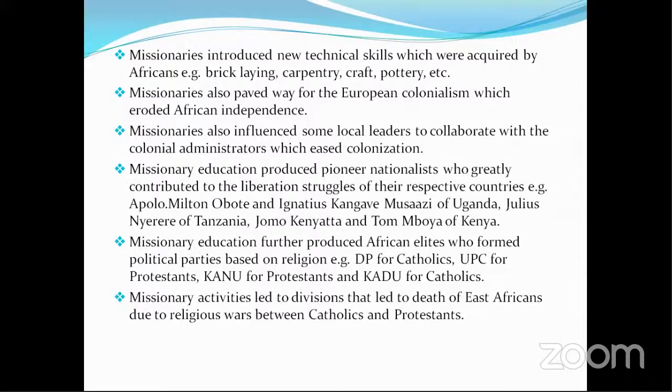Then we have this other point, that missionary activities led to divisions that led to the death of East Africans due to religious wars between Catholics and Protestants. This is very true. When we were beginning, I think lesson 2, we looked at the wars between the English and the French, the Catholics and the Protestants. In these wars, so many East Africans lost their lives. So the point is, missionaries led to divisions, which led to the death of so many East Africans.